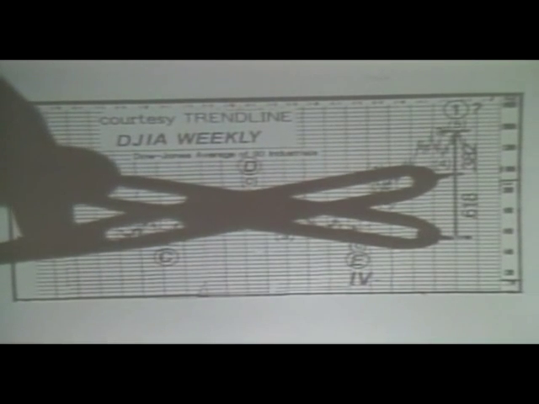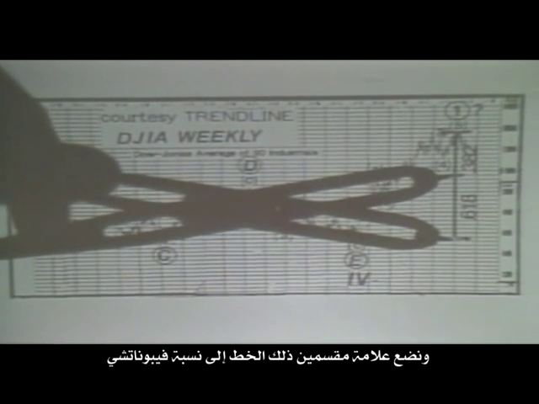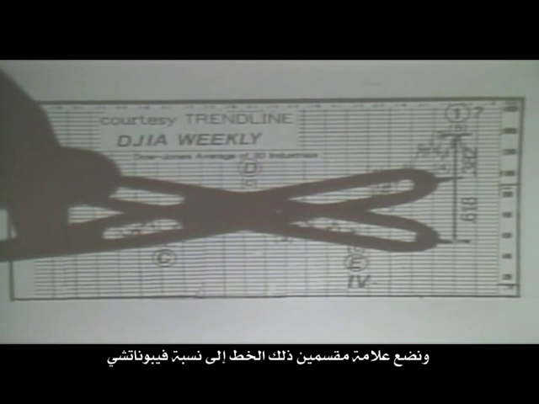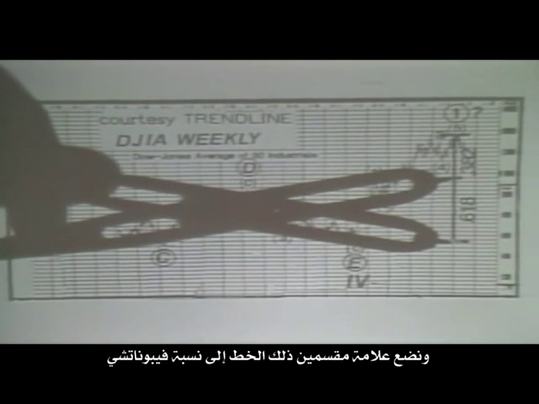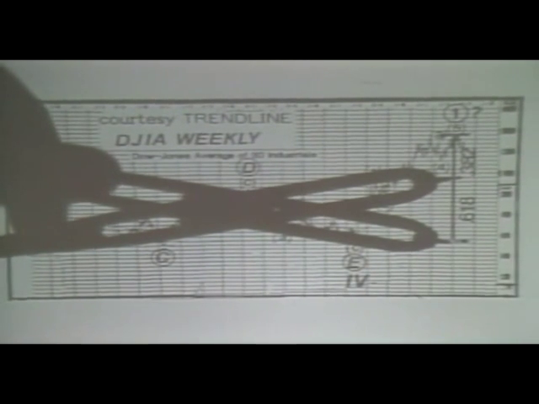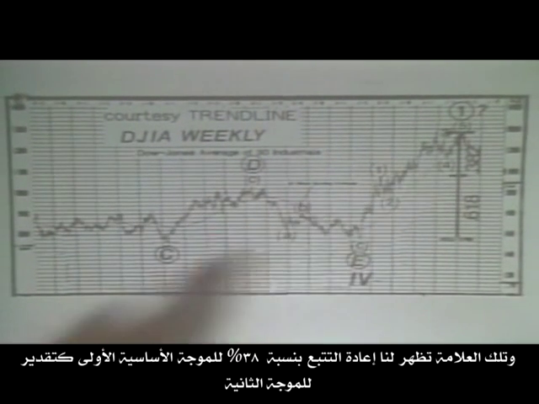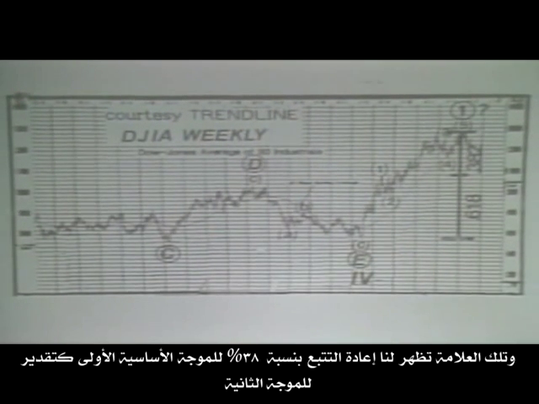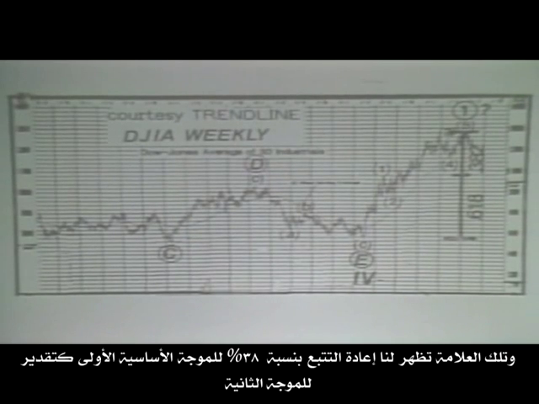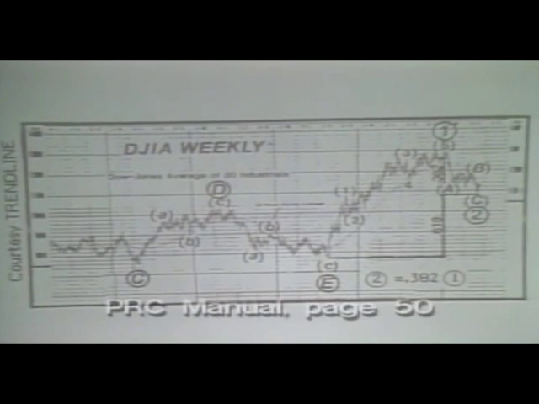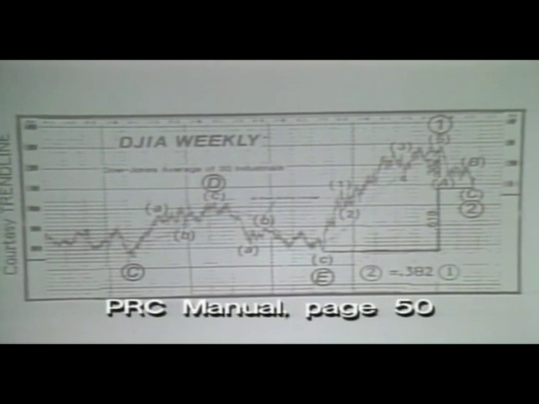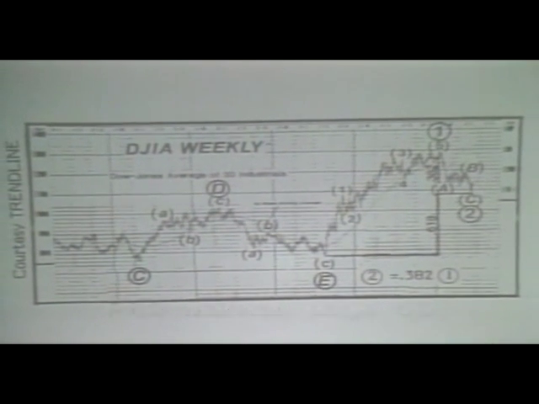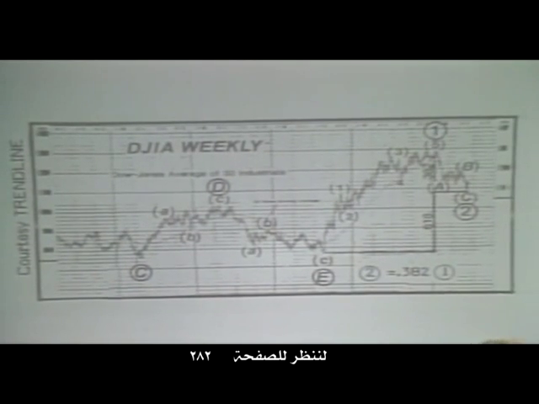And measuring up from the low, in this case, if you make a mark, you've just separated that line into the Fibonacci ratio, 618, 382. And that point, the hash mark, shows a 38% retracement of primary wave 1 as an estimate for wave 2. Here's what took place. This is page 281. Let's take a look at page 282.